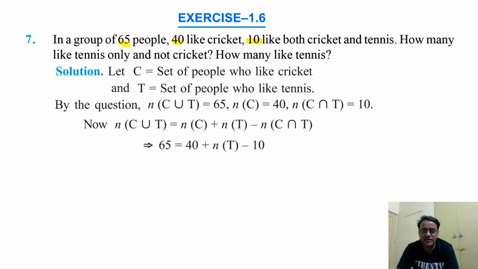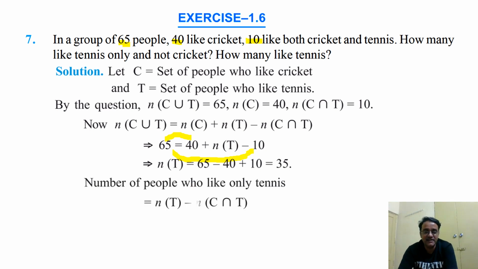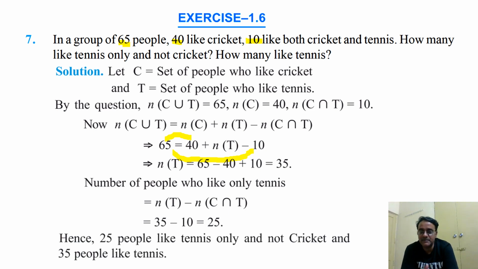Now we'll shift 40 to this side, so it becomes minus 40, and minus 10 also we shift to this side, so it becomes plus 10. So we'll get 65 minus 40 plus 10, that is 35. Okay, so this is N of T. Now for tennis only, we have to subtract N of C intersection T. The common part has to be subtracted, right? So we'll get 25, right? And 25 people like tennis only and not cricket, and 35 people like tennis, that is N of T.